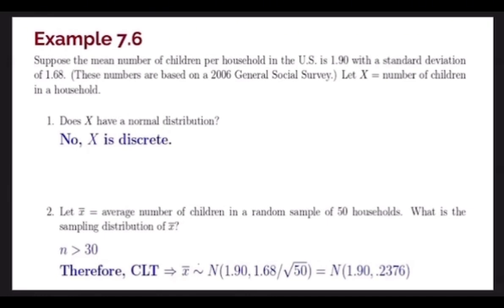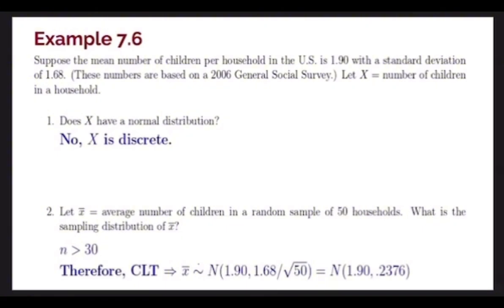Of course, no. The reason why no: we're talking about the number of children in a household. The number of children can be counted. Therefore, it cannot be continuous, it is discrete. And if a random variable is discrete, then it can never be normal. Does that make sense? That was why we said that. Let your answer be short. Does that make sense like that?